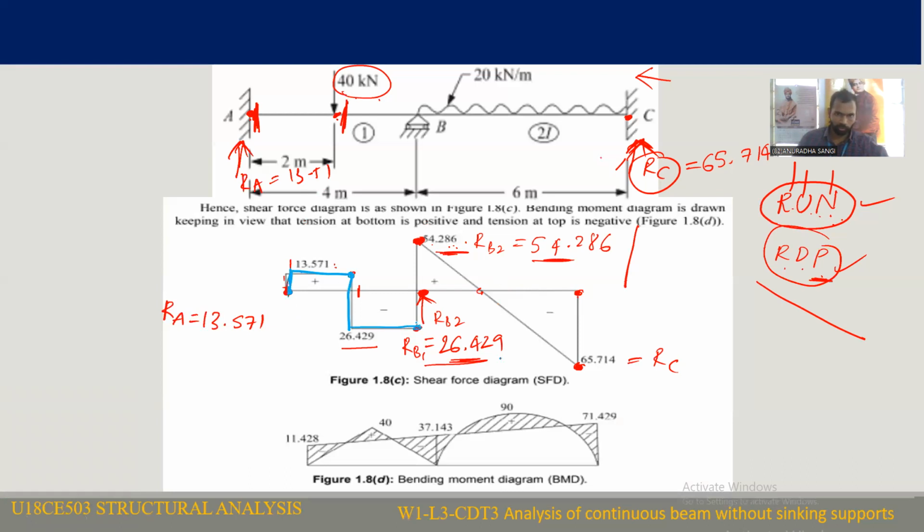You join all these points, you're going to get the shear force variation. So this is the shear force variation. This is a negative shear, and this will be positive shear. This is a negative shear, and this is positive shear. Now we'll move to the bending moment calculations.